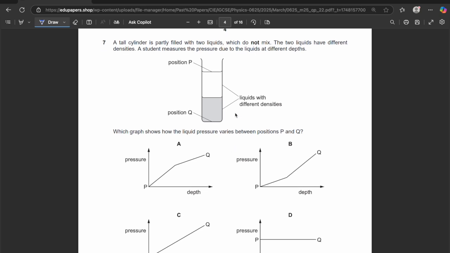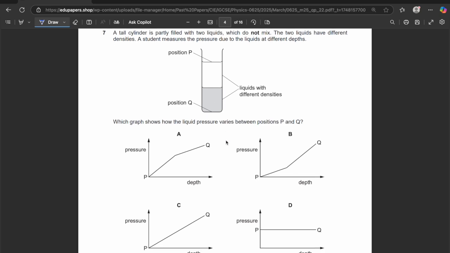7. A tall cylinder is partly filled with 2 liquids which do not mix. The 2 liquids have different densities. A student measures the pressure due to the liquids at different depths. So we have 2 different liquids with different densities, so they do not mix. And which graph shows how the liquid pressure varies between position P and Q?